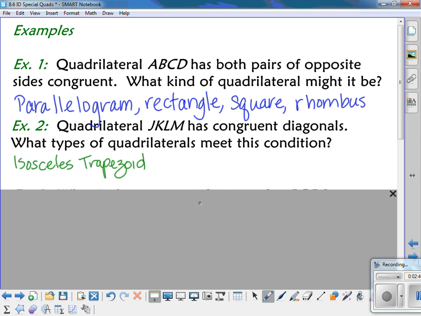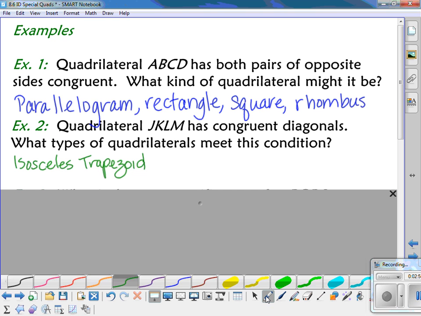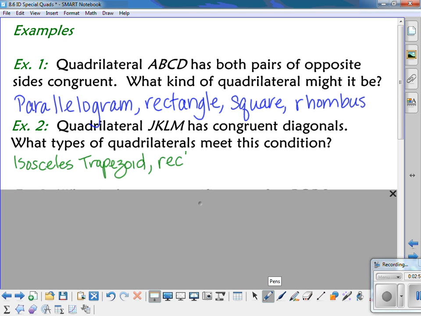Kites do not have congruent diagonals, but it could be a parallelogram. Okay, so it wouldn't be a parallelogram necessarily, but rectangles, a special parallelogram, have congruent diagonals. So it could be a rectangle, and it could be a square.